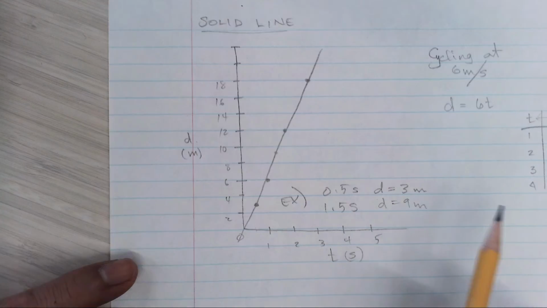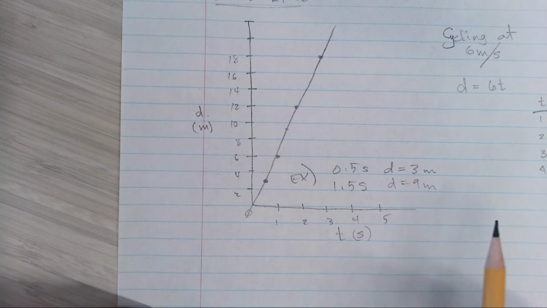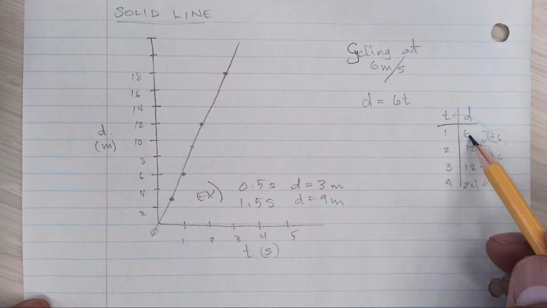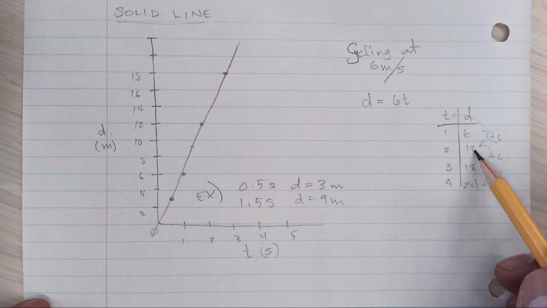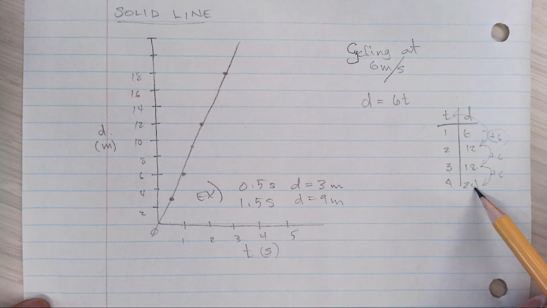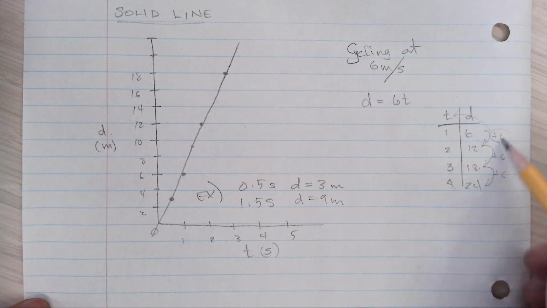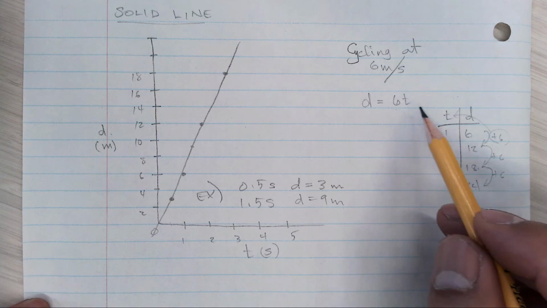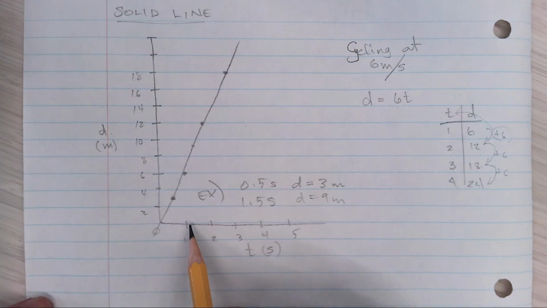For example, if I was to plot this, I made a quick data table here. 1 second it'll travel 6 meters, 2 seconds 12, 3 seconds 18, etc. 4 seconds 24. So this is increasing by 6. So d then will be equal to 6 times t. Okay, and then I plotted this graph.